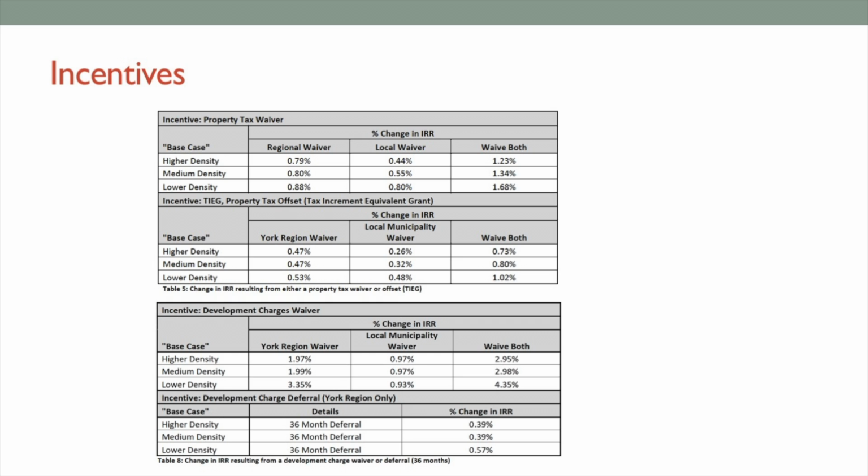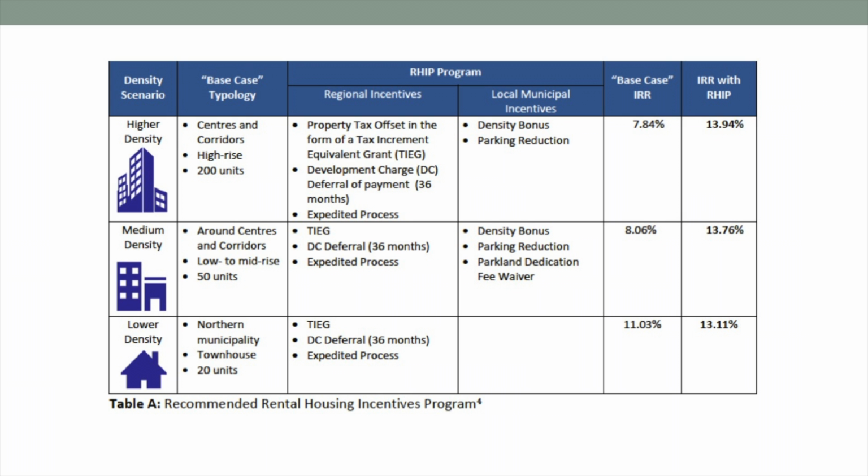I'm not going to go through them all, but the one developers like to talk about is property tax waivers, down here. If they waived the regional and local, the IRR for the developer in the low density went up 4.35%. So this was a way they took the pro forma and manipulated it to figure out what needed to be done to achieve the outcome they were looking for. They came up with a couple of different scenarios and what needed to be done. This was the base case, and when they put in these different incentives, these were the IRRs they wound up with. It was a very good project.